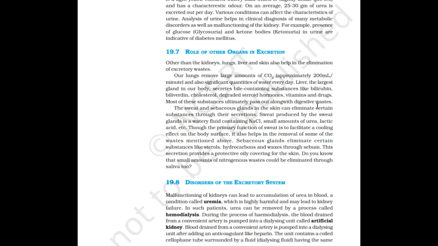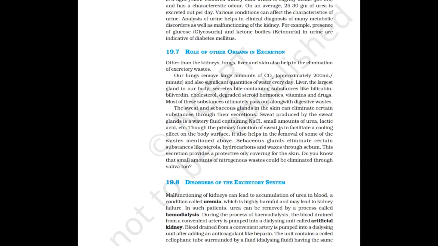The sweat and sebaceous glands in the skin can eliminate certain substances through their secretion. Sweat produced by the sweat glands is a watery fluid containing NaCl, a small amount of urea, lactic acid, etc. Though the primary function of sweat is to facilitate a cooling effect on the body surface, it also helps in the removal of some of the wastes mentioned above.